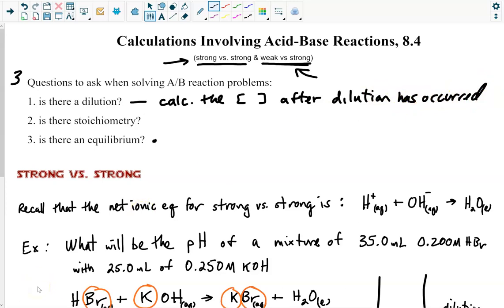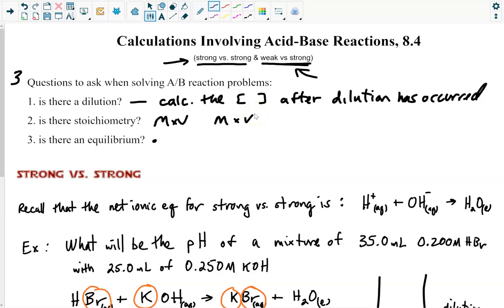The next thing you're going to ask is, is there stoichiometry? Is one of the two reactants in excess? Is there a limiting reactant and one's in excess? Are they in the stoichiometric amount and you're at the equivalence point? In most cases, the answer to is there stoichiometry is yes, because you're going to add a certain amount of an acid, the molarity times the volume of an acid, to the molarity times the volume of the base.